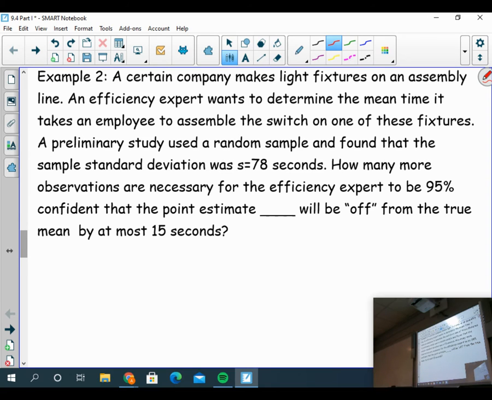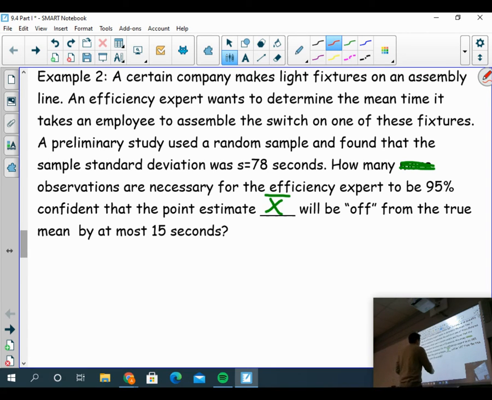A certain company makes light fixtures on an assembly line. An efficiency expert wants to determine the mean time it takes an employee to assemble the switch on one of these fixtures. A preliminary study used a random sample and found that the sample standard deviation was 78 seconds. How many observations are necessary for the efficiency expert to be 95% confident that the point estimate x bar will be off from the true mean by at most 15 seconds?